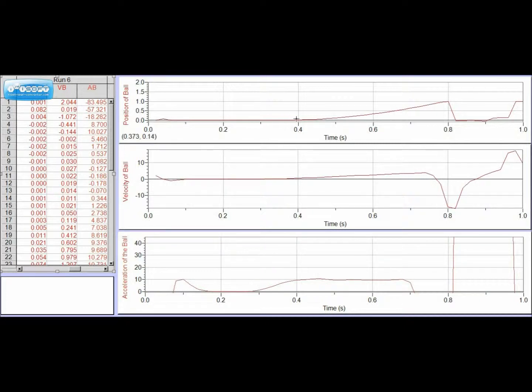And then here's our position of the ball, which is pretty simple. My hand was approximately 1 meter above the ground, and that's where the ball stopped.